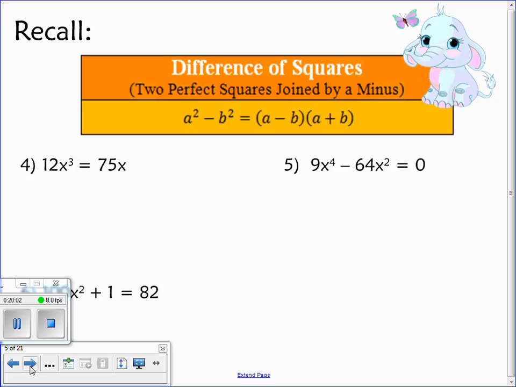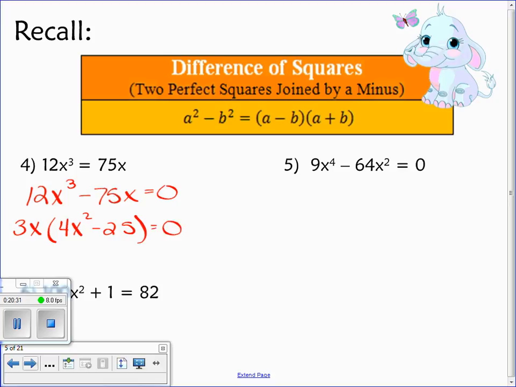All right, so number 4. Same rules apply. Set it equal to 0, right? So 12x cubed minus 75x. For whatever reason, you guys panic when you see these, and these should be the easiest ones there are to factor. All right, what's your GCF? 3x. So we're left with 4x squared minus 25 equals 0.